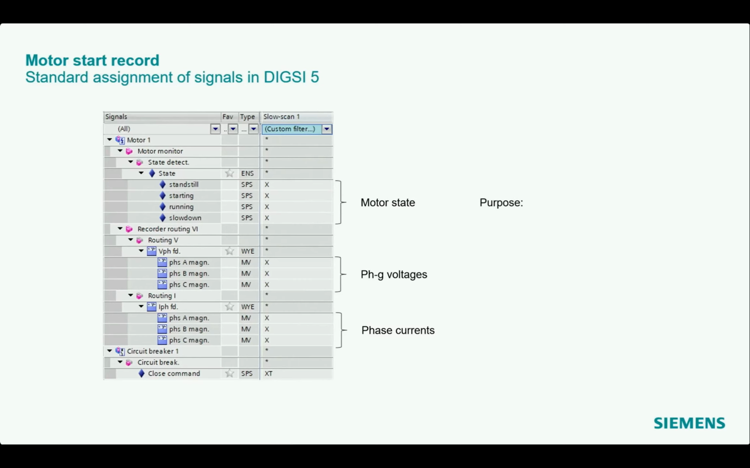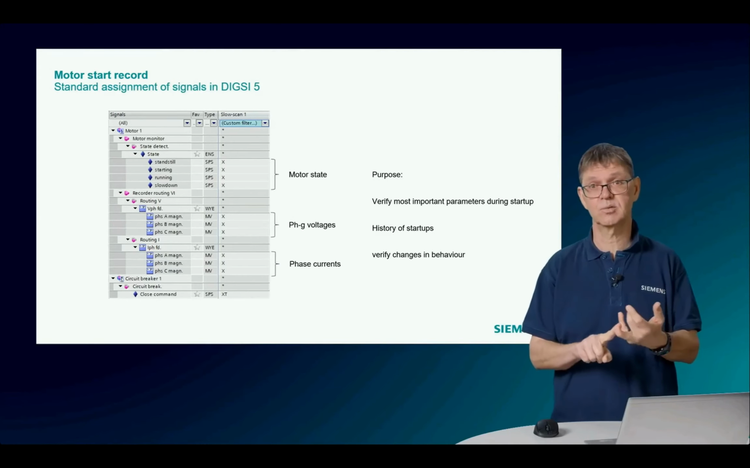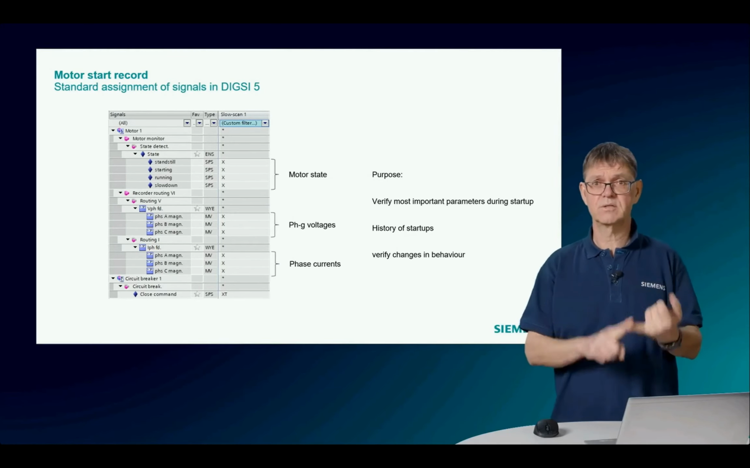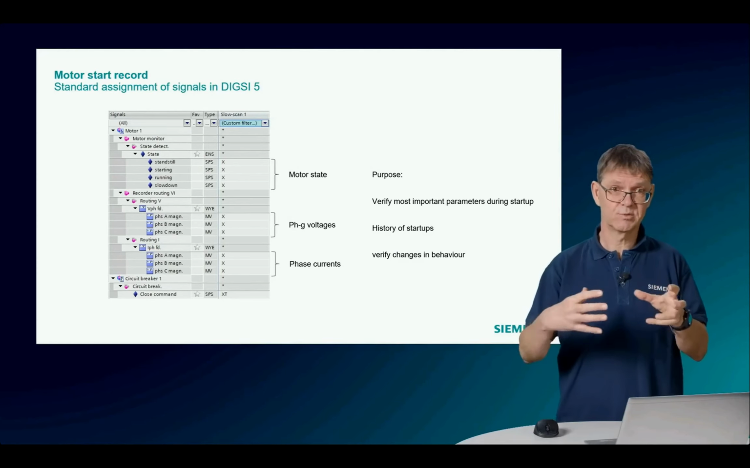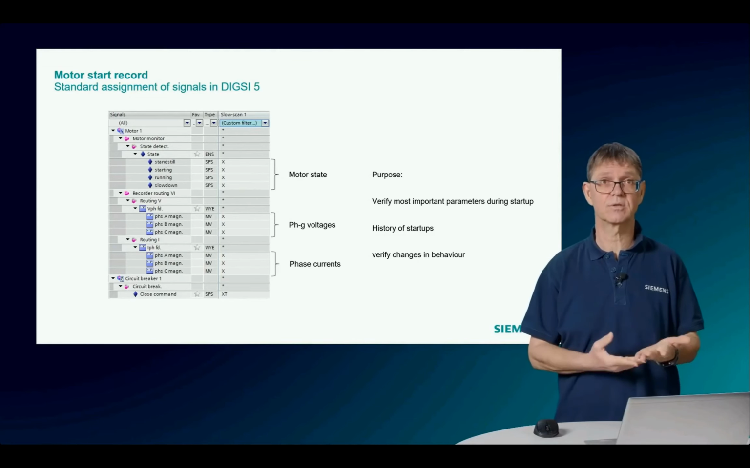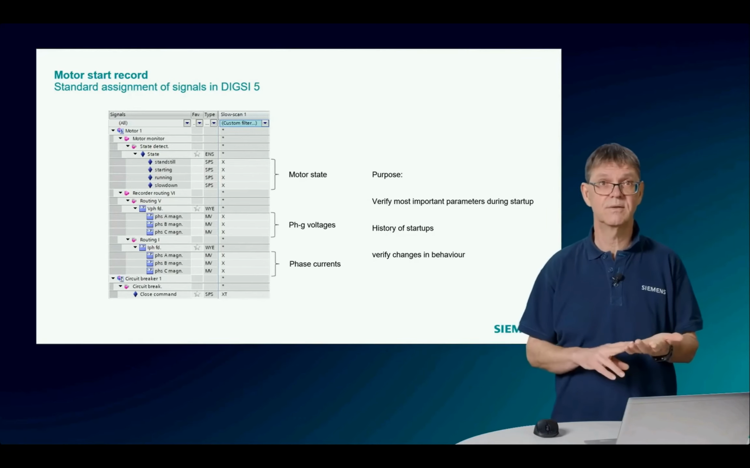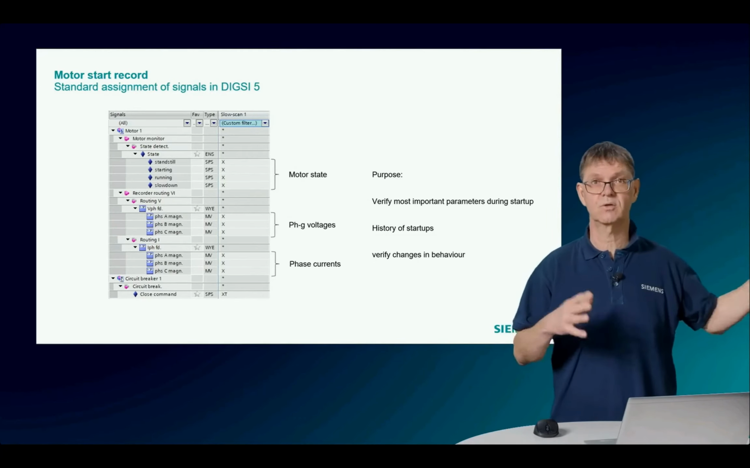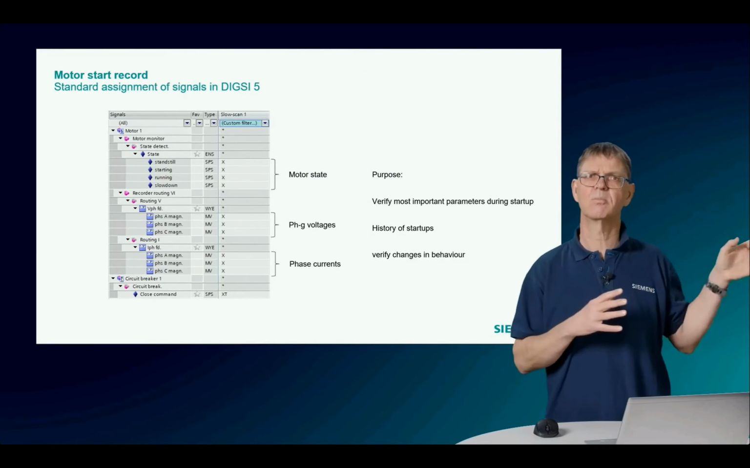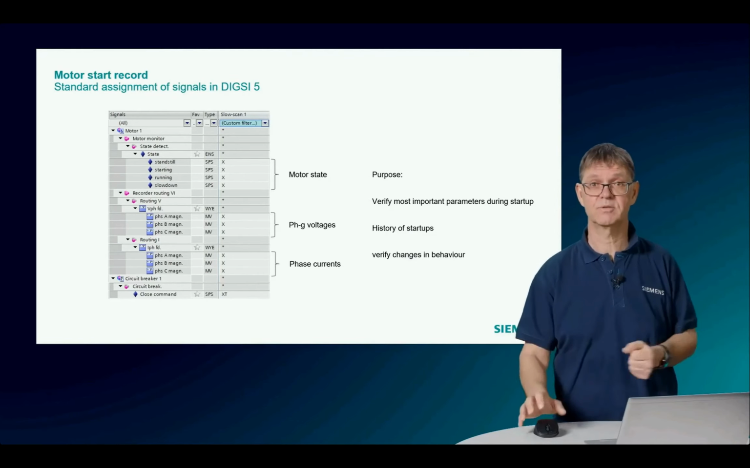What is the sense of such a motor start record? You can verify first the most important parameters during the startup, like the starting current, the starting time, the voltage breakdown, for example. But you also have a history of startups because, since we use only measured values, we can store a lot of these starting records in the relay, normally hundreds of starting records. And this gives you then a history backwards, so if something looks strange, you can compare it with the starting up behavior in the past.